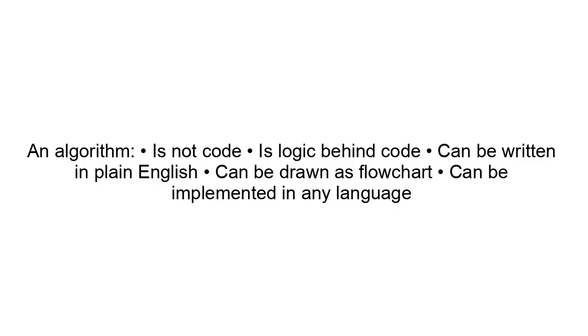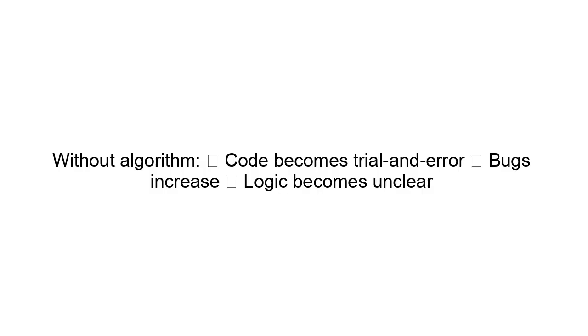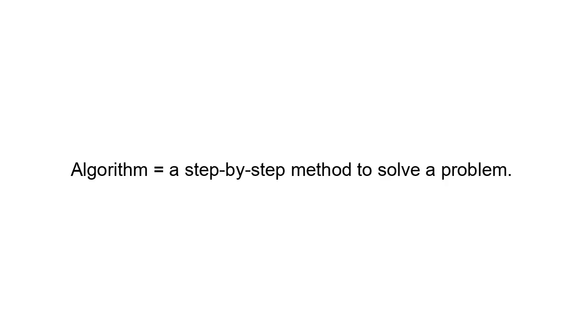Important point. An algorithm is not code. It is the logic behind code. It can be written in plain English, can be drawn as a flowchart, and can be implemented in any language. Without an algorithm, code becomes trial and error, bugs increase, and logic becomes unclear. Simple definition: an algorithm equals a step-by-step method to solve a problem.